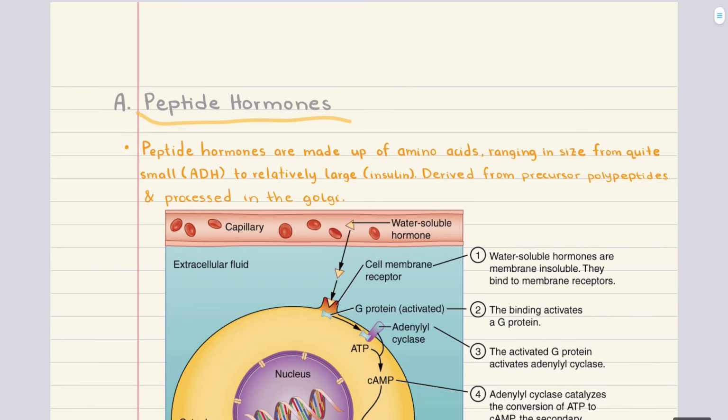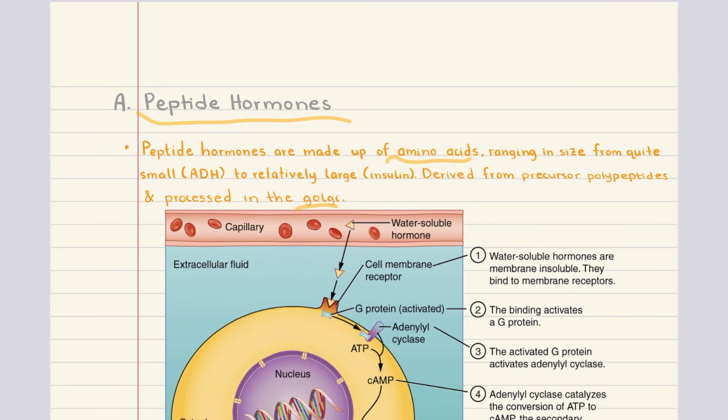Peptide hormones are made of amino acids and they can range in size. These hormones are synthesized as part of larger precursor polypeptides that are then processed and modified, typically in the Golgi apparatus, before they're packaged and secreted from the cell.